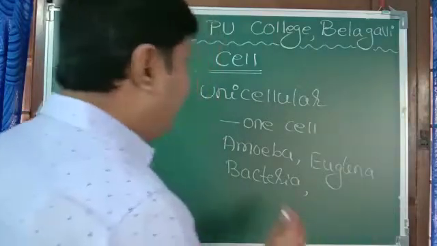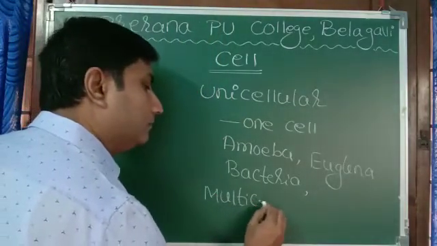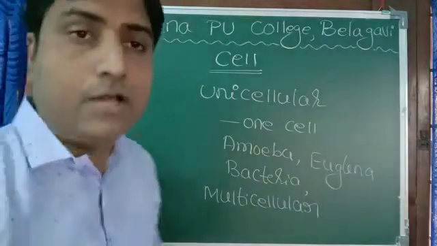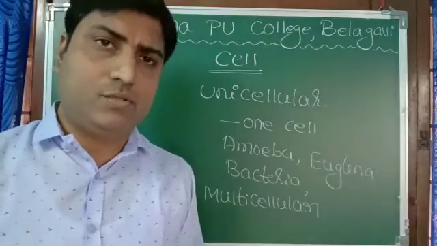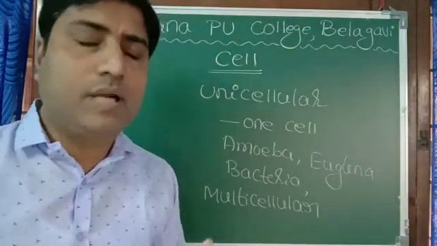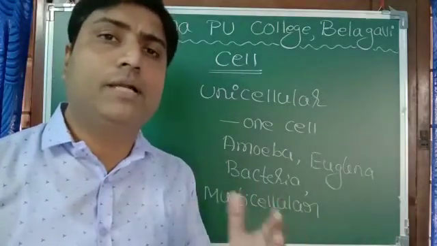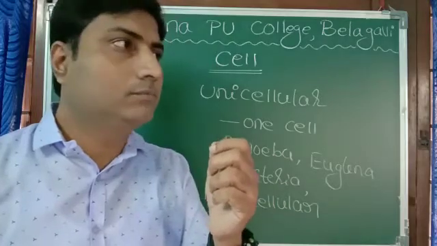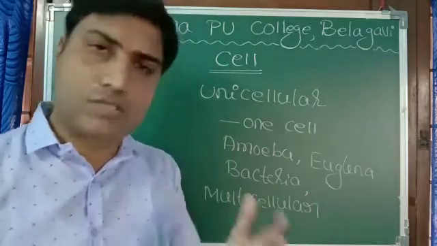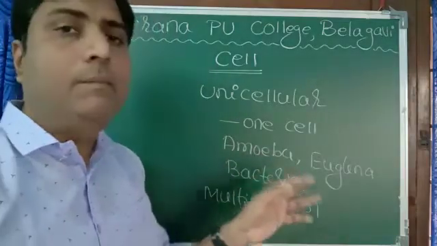Now we are multicellular. Multicellular means made up of many cells. All the higher organisms, vertebrates, birds, reptiles, amphibians, and cockroach, that is, the invertebrate group, like arthropoda, annelida, echinodermata, mollusca, all these are made up of many cells. Even the higher plants are multicellular.